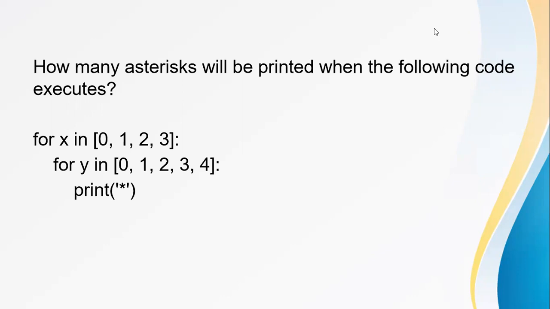That's correct. Iteration for every variable in y. That's true. See, for every variable in the outer loop, the inner loop will iterate that many times. See, for 0, it will iterate for 0, 1, 2, 3, 4. So how many times now?